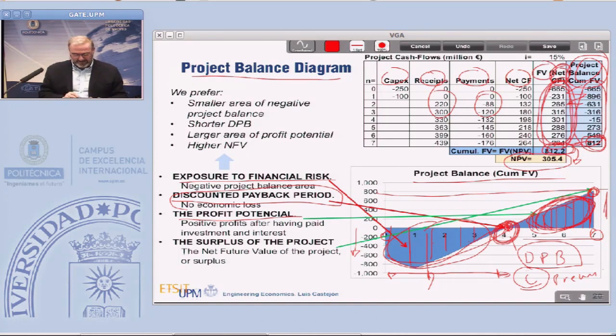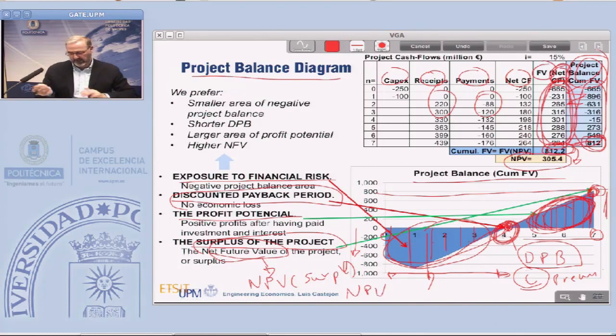And this is the final figure of this chart, the surplus of the project. The surplus is the net future value of the project. And if you calculate the net present value of this future surplus, this is the net present value of the project. Now, just to know this matter.